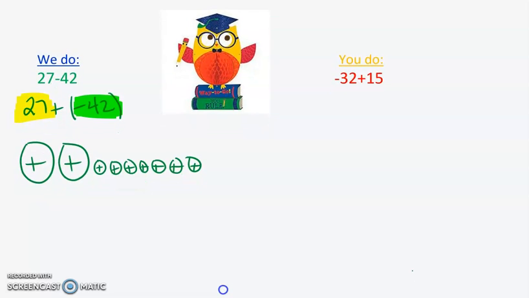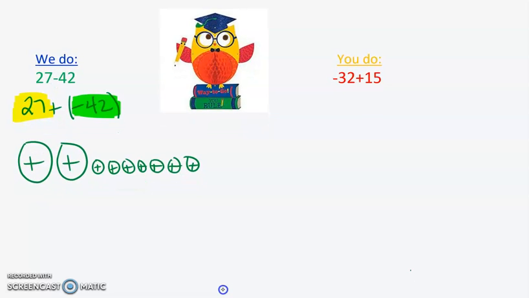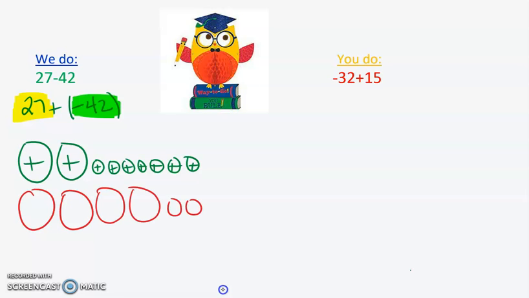And then I'm going to draw 4 big circles for 40. 1, 2, 3, 4. And then 2 small circles for my 2, and these are all negative. And that's going to give me my 42. Right, so my green circles are 27, my red circles are 42.